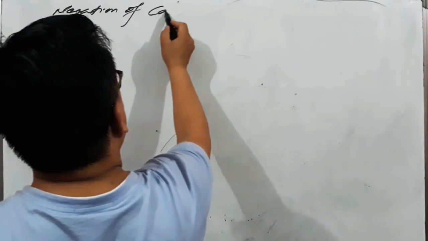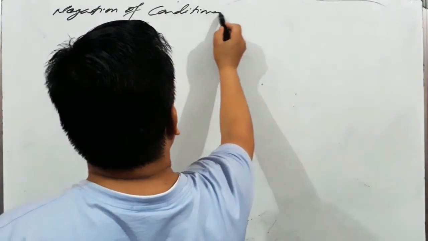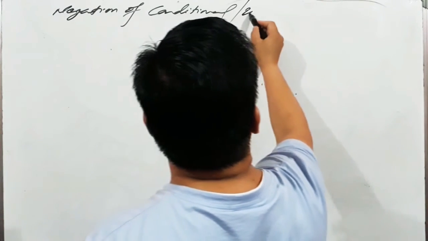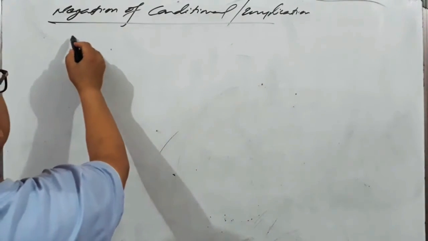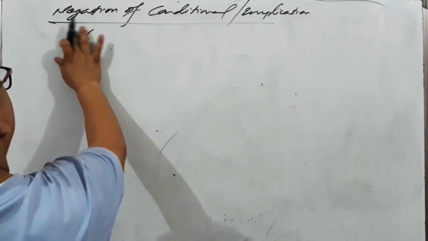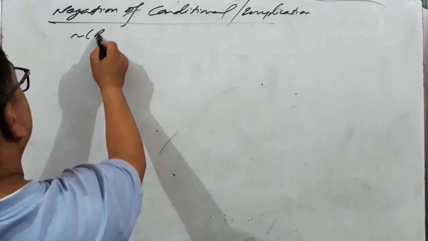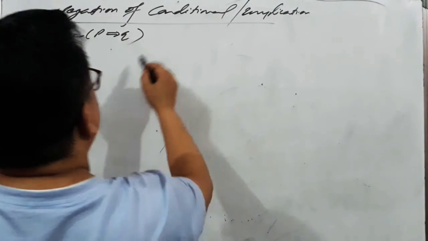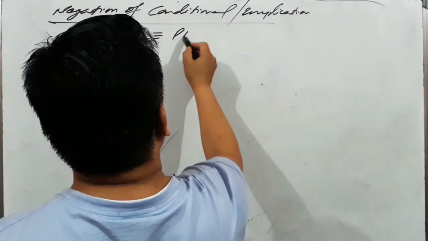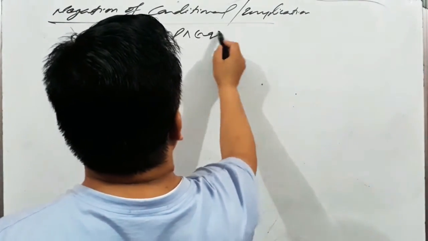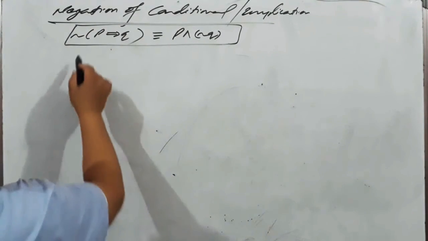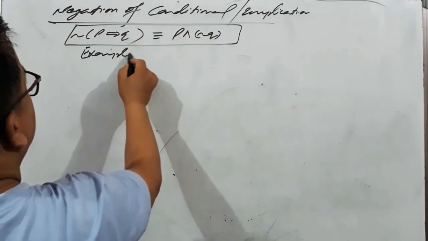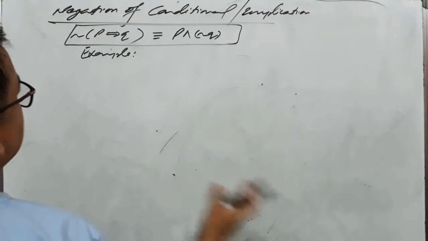Negation of a conditional, or let's say the implication. For this we have a formula: the negation of P implies Q is equivalent to P and negation Q. Simple. This one you have to memorize. So, only one example I'll provide here, so you can make more yourself.